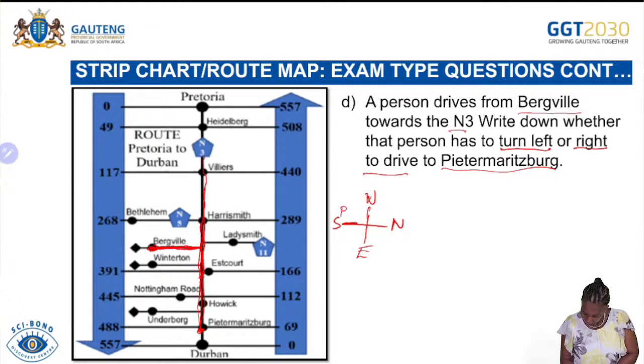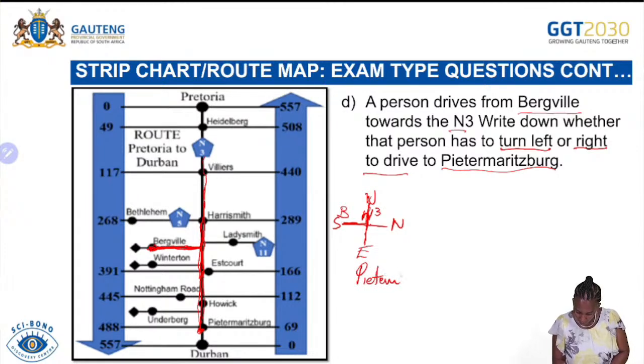This is where the Bergville is. And then they are going to where? They are going to the N3 now. Here's the N3 in our map. And then from the N3, now they want to know, are they to turn to the right or to the left? Because they are going to Pietermaritzburg.